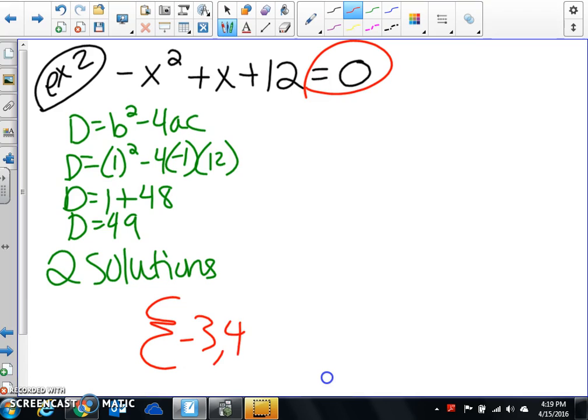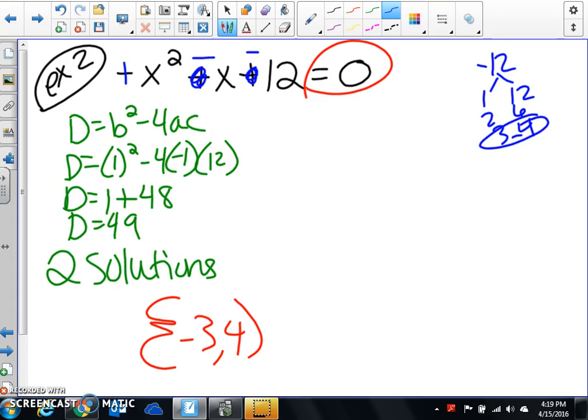Negative 3, 4. Now let's go ahead and factor. If you factor these, we always want our a to be positive. So this would actually be plus, this is minus, this is minus. So my AC is negative 12. My factors would be 1 and 12, 2 and 6, 3 and 4. I need to put a negative on there. This is my magical pairing. I can do the shortcut. So this is x plus 3, x minus 4. And once again, that equals 0.